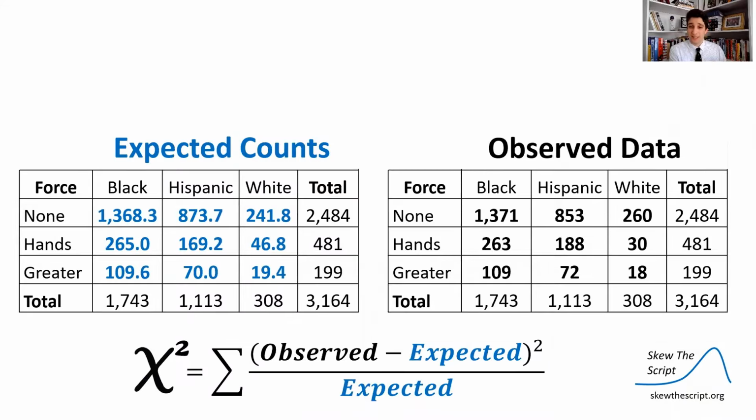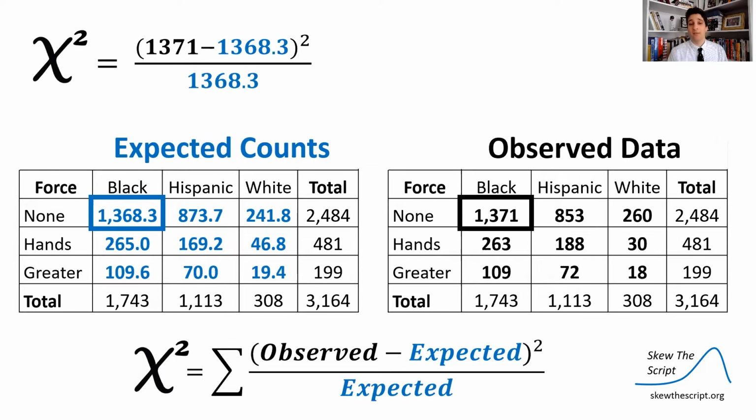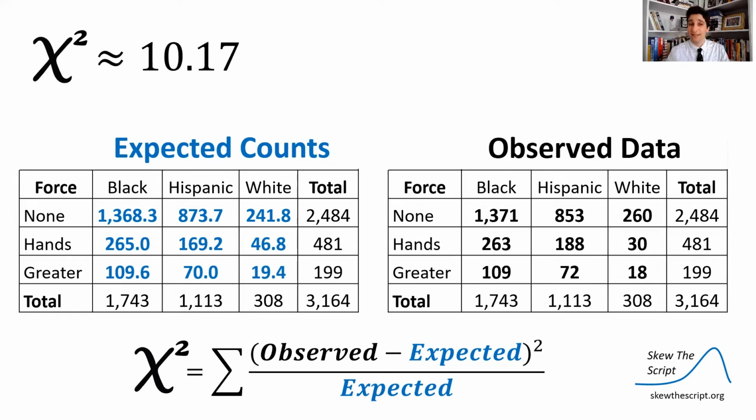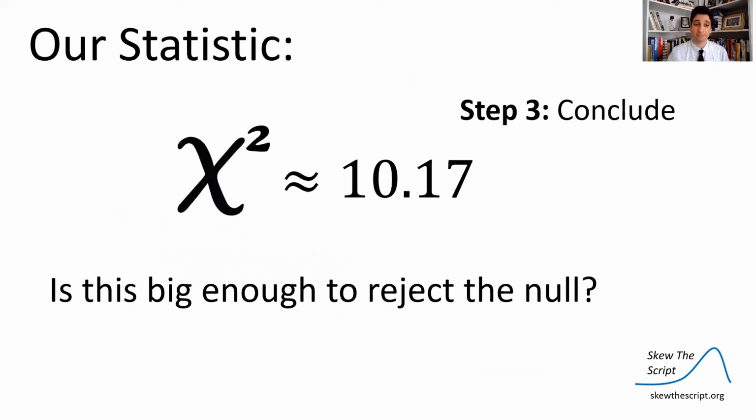So in this case, we had our expected counts and our observed data, and we're going to plug these into our formula for each cell in our table. Let's look at first black, no force. We plug in the observed and the expected counts. We can do that for Hispanic no force as well. And we do a plus, dot, dot, dot, ellipses. It'd be hard to do all these by hand. We actually have calculator steps for this. I'm going to show you what you get in the meantime. If you did all this, you would get 10.17 when you add everything all up.